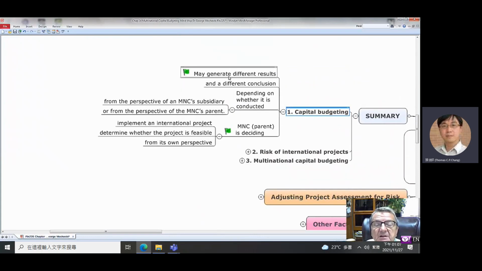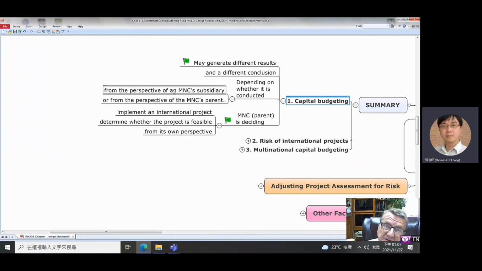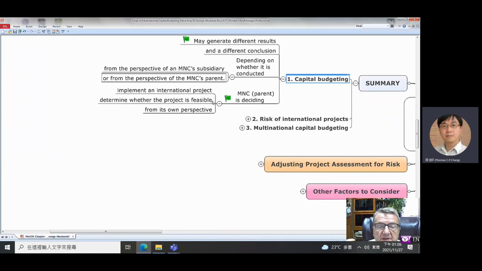So when I'm looking at this, it may generate different results and different conclusions depending on whether it's conducted from the perspective of the MMC or from the subsidiary. From the MMC perspective, I'm looking at the parent. It's always in relationship converted to dollars, not from the perspective of the subsidiary, but from the MMC. It could be too. It depends what you're looking at.